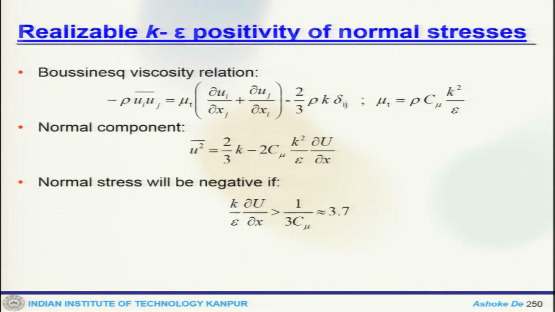Now, if you look at the Boussinesq hypothesis in this, the normal components are estimated like that in the realizable K epsilon case, and this would be negative if this is greater than that. So, these are some small points.